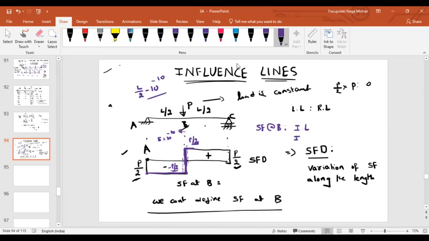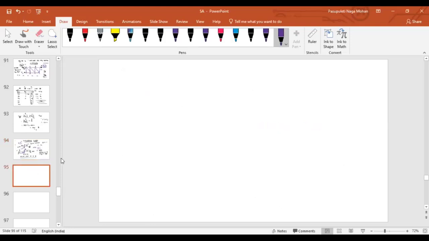Similarly, immediate to the right. So whenever somebody asks you what is the shear force, wherever it changes abruptly, we cannot define it exactly, but we can define what is that value just immediate to the left, and what is that value just immediate to the right. That's how we are going to define the shear force at point B. Okay. Now, let us consider the same beam and imagine that your load is moving.